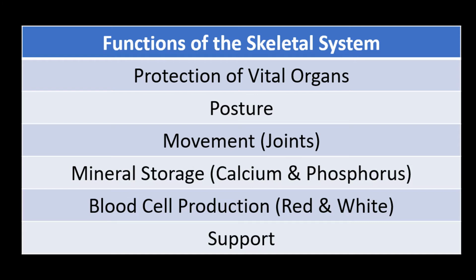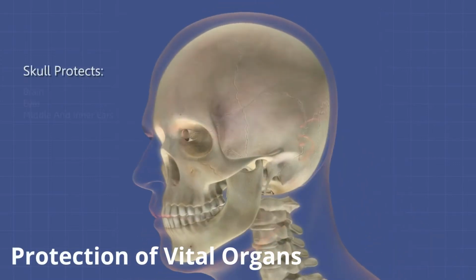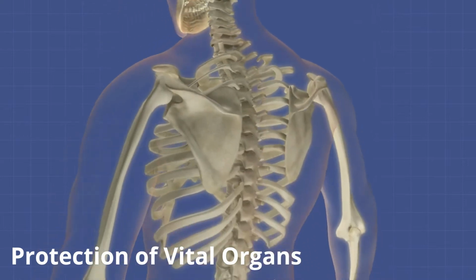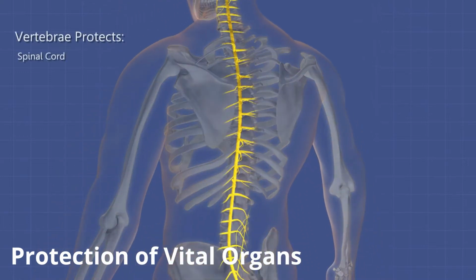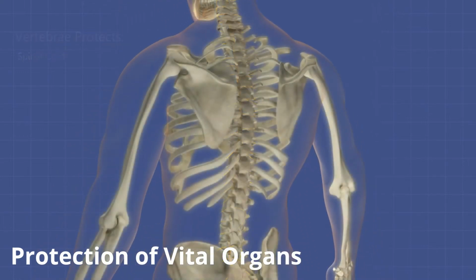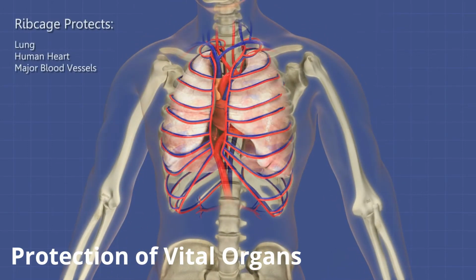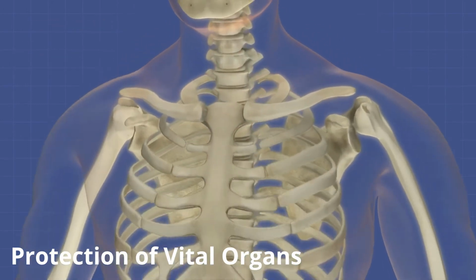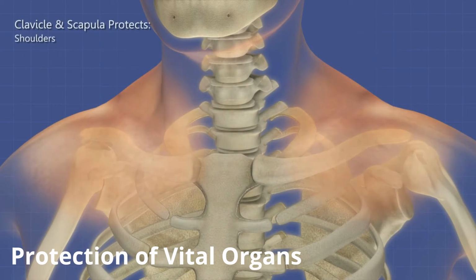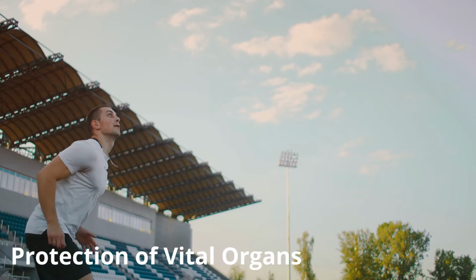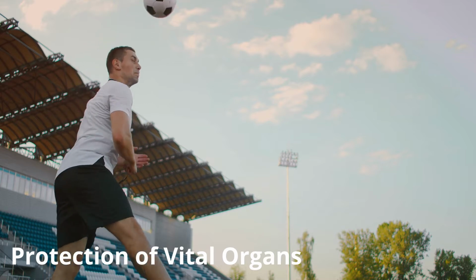So the first function is the protection of vital organs. So the skeletal system helps to protect vital organs. If we think about certain bones of the body, and in particular flat bones, which we're going to learn about later, the cranium, for example, is a flat bone in the body that protects your brain. So if you were to go into a tackle in rugby, or if you were to head the ball in football, the cranium helps to protect your brain from becoming injured.